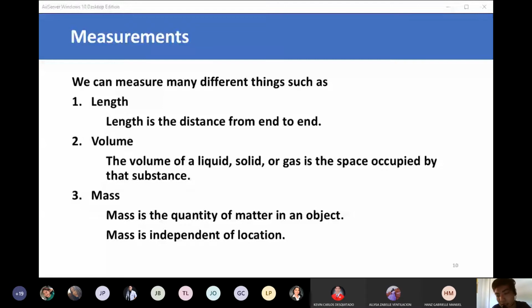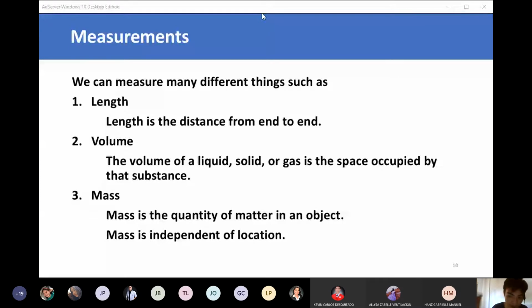Mass. Okay, so what is mass? Mass is just a quantity of how much matter you have in your system. For example, my mass is, let's say, 52 kilograms. So that means all the particles in me, when you combine them and you measure them, it's equivalent to 52 kilograms.